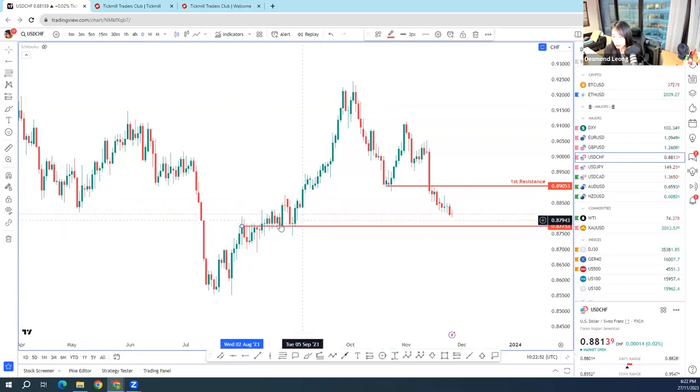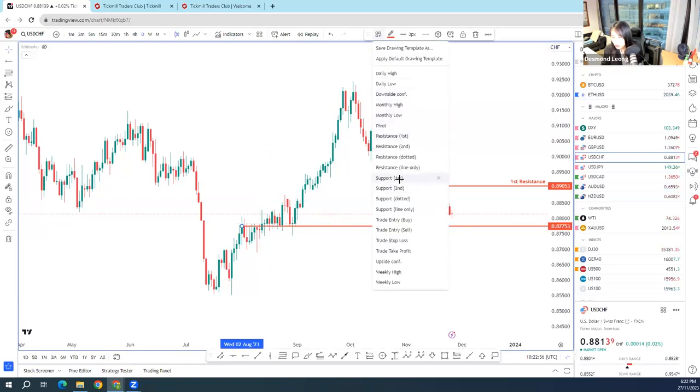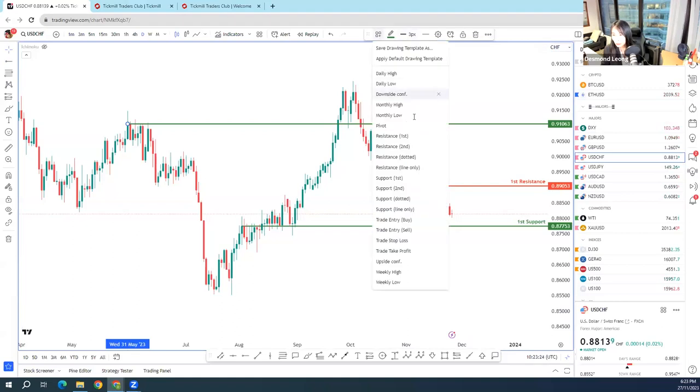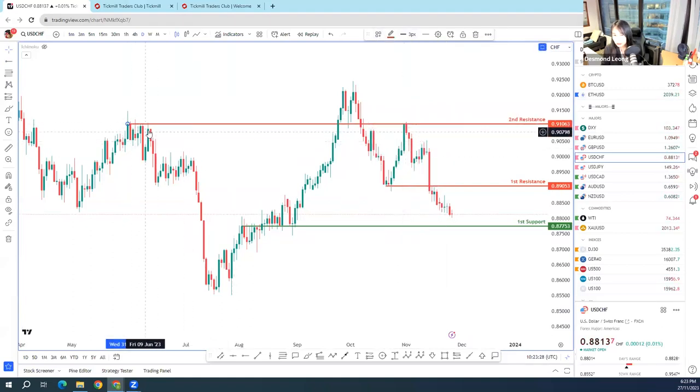Okay, this support line. Okay, let me change the color first. Okay, as you can see, it touches the support line multiple times. So this can be quite a good support level here. And if I were to look for a second resistance level, I'd be taking this one. Okay, it bounces off. As you can see, the price is unable to break through this line, the second resistance line, whereas for the first one, the price bounces off and comes back down, hitting the second resistance and coming back down.